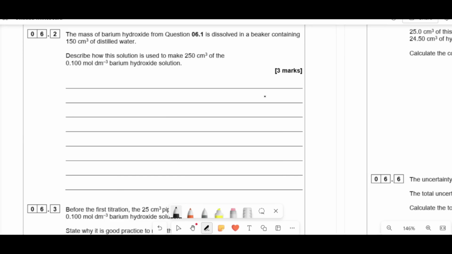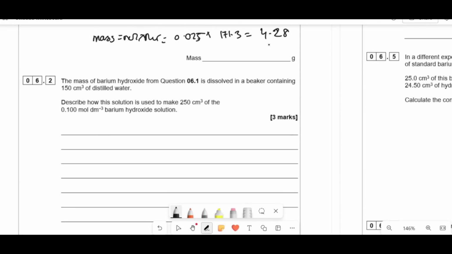Boom. The mass of barium hydroxide in this question is dissolved in a beaker that has 150 centimeters cubed of distilled water. Describe how this solution is used to make 250 centimeters cubed of that solution. So it's telling you that this barium hydroxide, that 4.28 grams, they put in 150 centimeters cubed in a beaker. Now it's saying, how do you get 250 from that? Because remember, that number we worked out is how much to get to that concentration. A lot of people unfortunately were calculating a lot of other random stuff. Use your brain. That mass, which I've just rubbed out, was to make that concentration. They've told you that you've got 150 centimeters cubed, so you need to make it go up.